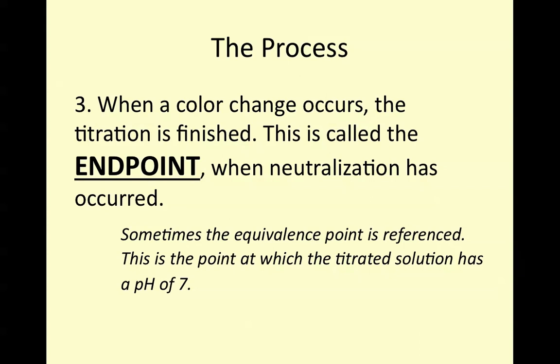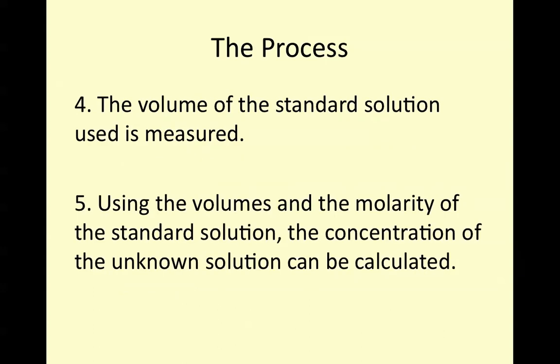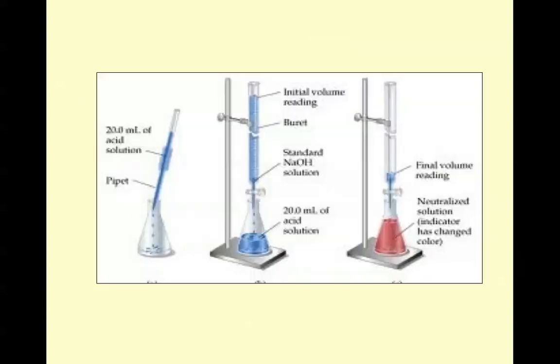Now, sometimes the equivalence point is referenced, and we'll talk about this more in our lab. This is the point at which the titrated solution has reached a pH of 7. So equivalence point is a pH of 7. End point means we've reached our color change and ended the titration. The volume then of the standard solution is measured, and then using the volumes and molarities of the standard solution, we can determine the concentration of our unknown solution. So here's just a very rough picture of what this process will look like when we actually get to it in the lab as well.